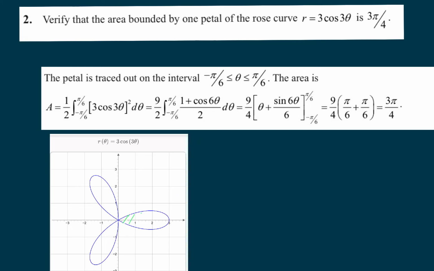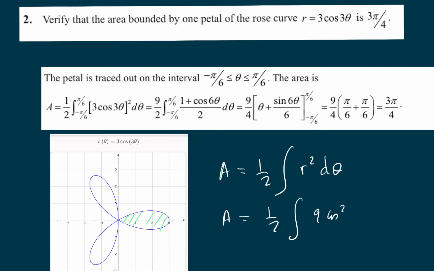One petal is here. How will I find this area? Well, the area is 1/2, I don't want to forget the 1/2, the integral of r squared d theta. The r of theta, I know what it is. The area is 1/2 the integral of 9 cosine squared of 3 theta d theta. So the problem here is not to do this integral, which is not difficult to do, very easy to do.